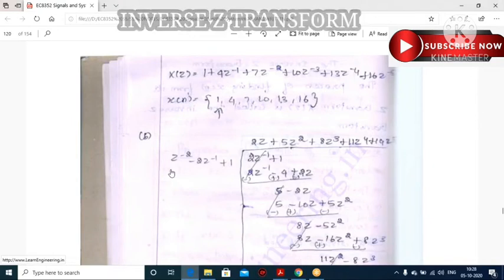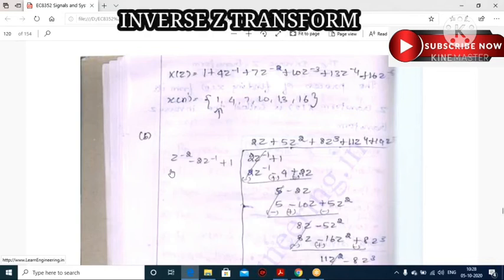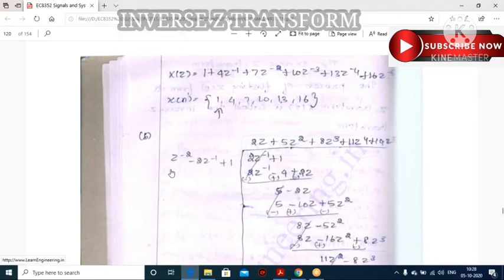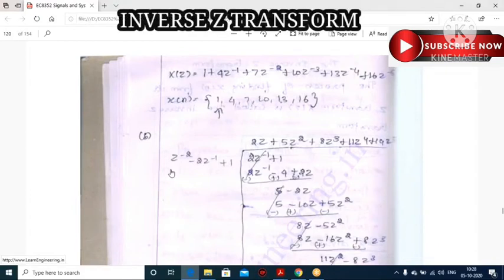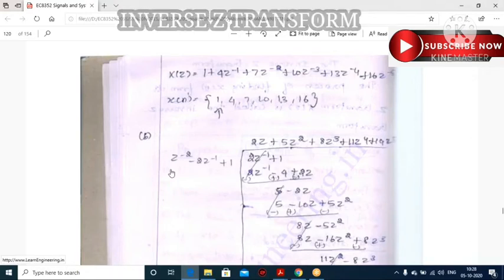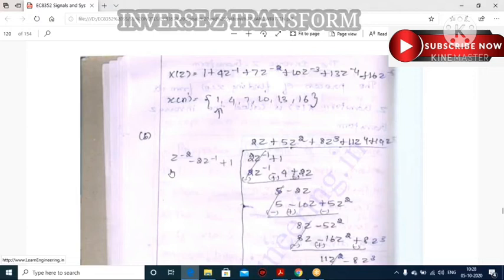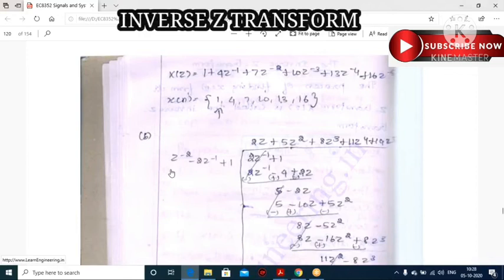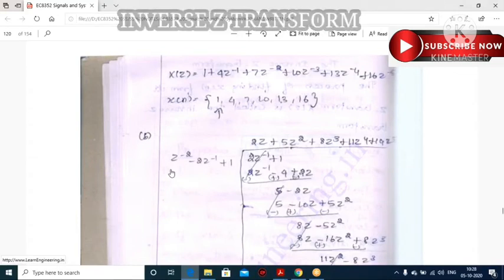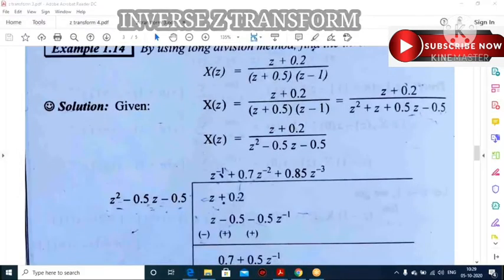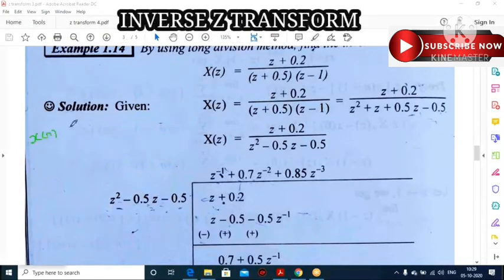Right. So look at this. Now our problem. The first problem is said to be a causal sequence. So you can also find out this result. Okay, so x of n is a causal sequence. So for x of n causal, look at this problem.